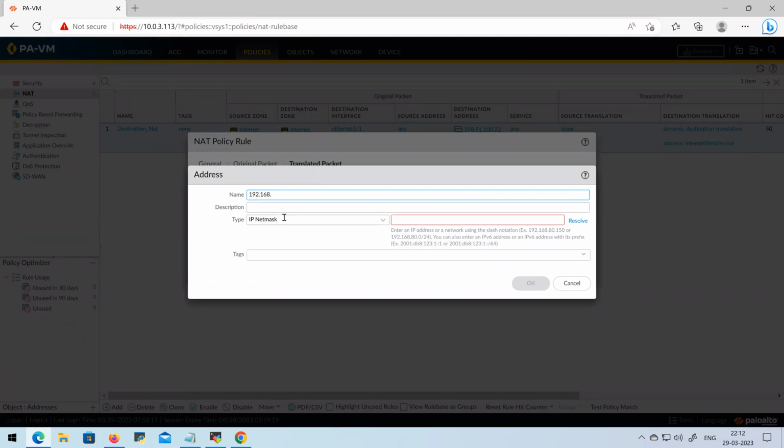The IP pool we have created with 192.168 is wrong, right, guys? We need to create the IP pool of the private IP segment, because we are performing destination NAT, not source NAT. Right or wrong? Yes, sir. Yes.